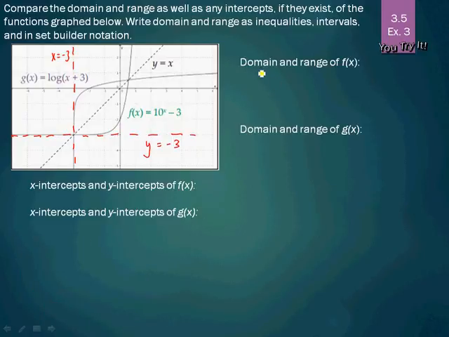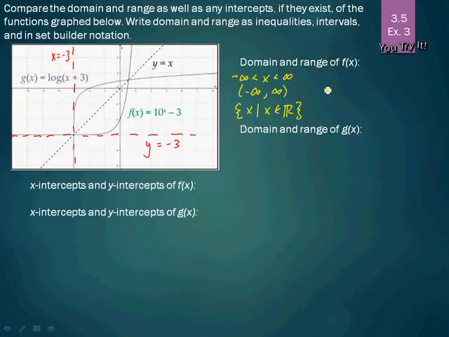So domain of f of x is the exponential, so that's going to be in inequality notation, negative infinity is less than x is less than infinity. And then in interval notation, negative infinity to positive infinity. And in set builder notation, the set of x's such that x is in the real number set.